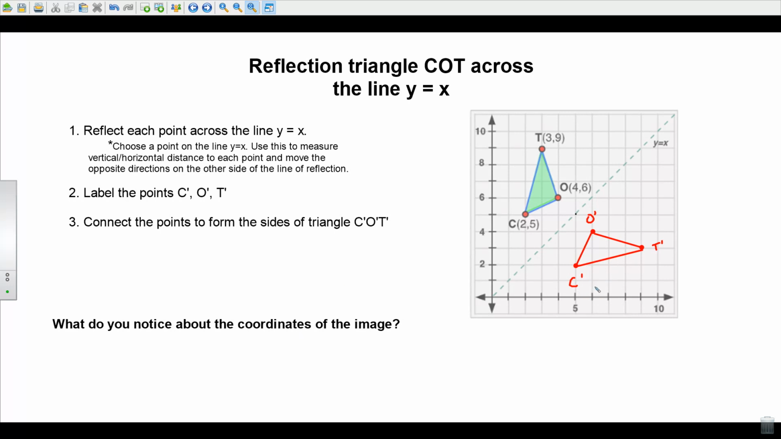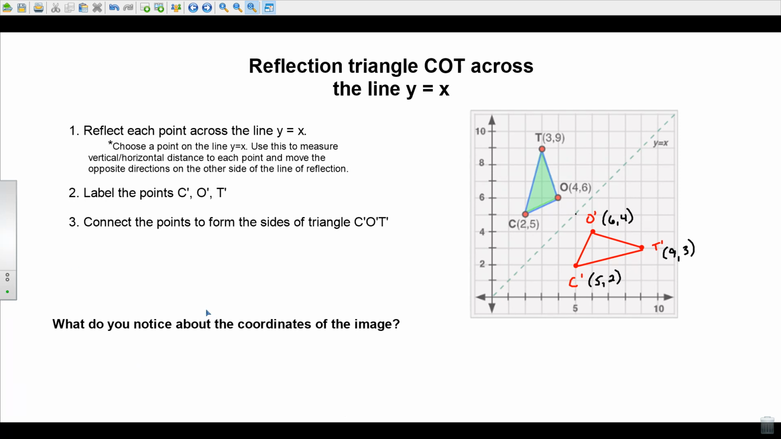C prime is at 5, 2. O prime is at 6, 4. T prime is at 9, 3. So what do you notice? Take a minute and answer that on your own. Pause the video, take a minute. Well, I notice same numbers. It looks like they're just switched around, right?